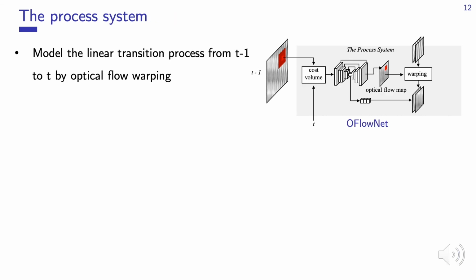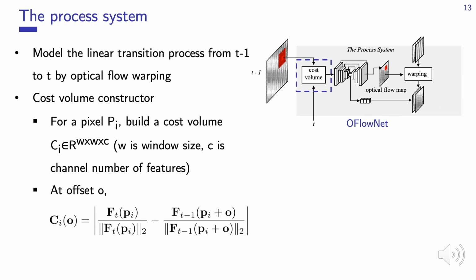Now we come to the process system, which models the linear transition process across frames. We use optical flow warping to warp predictions from the last time step to the current step to give the prior estimations. It has three components. The first one is the cost volume constructor. For each pixel, we build a cost volume from its local window.